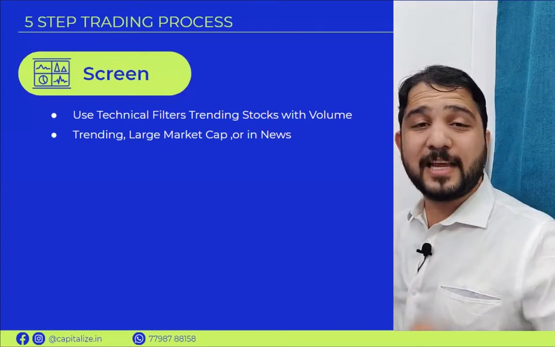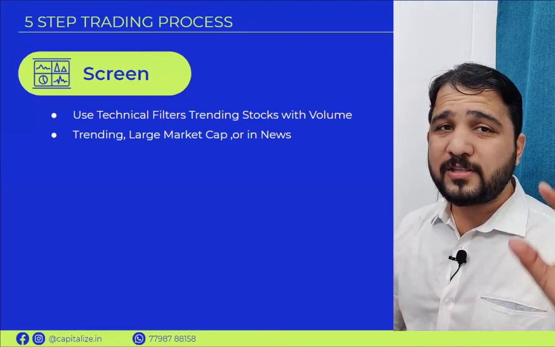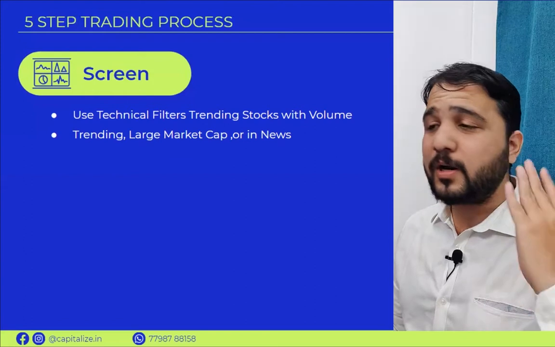That's why those stocks can be filtered out as well to just focus on trading. Okay, mind you, this is just step number 1. What are we trying to do?